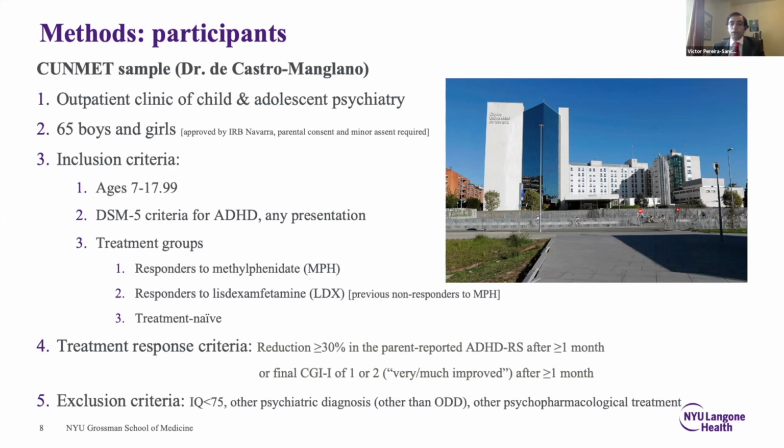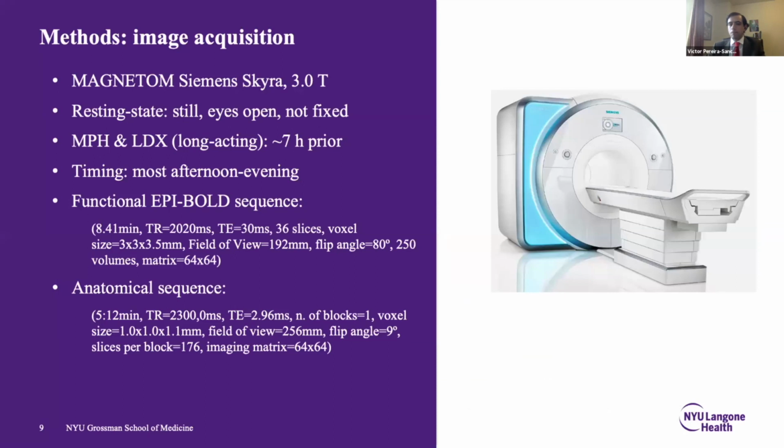The criteria for defining treatment response was consistent with previous research and based on both parental and clinical reports. The key exclusion criteria for participant selection are listed at the bottom of the slide. We acquired around 8.5 minutes of resting state fMRI data with the scanner, settings, and sequences presented on the slide. Participants were instructed to lay still, awake, and with eyes open. The tolerance to the scanning session was generally good in spite of the young age of some participants.